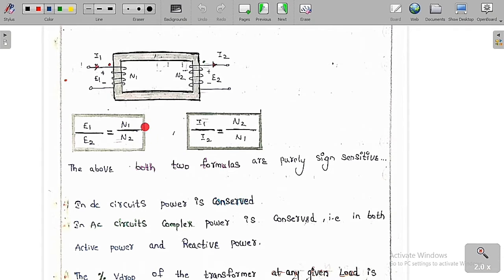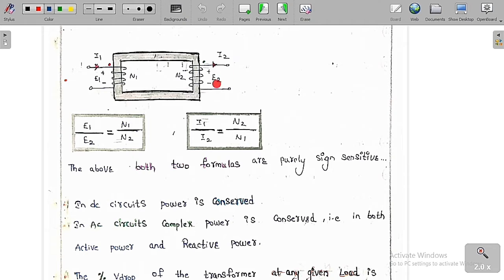This is a very important point that you always need to remember. These are the sign notations. These are basically sign sensitive equations. So this is always plus or minus E1, this is plus or minus E2, this is I1 and this is I2. The directions are always fixed. So these are the positive directions of the current. Therefore, these are sign sensitive equations, E1 by E2 is equal to N1 by N2, I1 by I2 is equal to N2 by N1. These are sign sensitive parameters. This is a convention that you always need to follow.